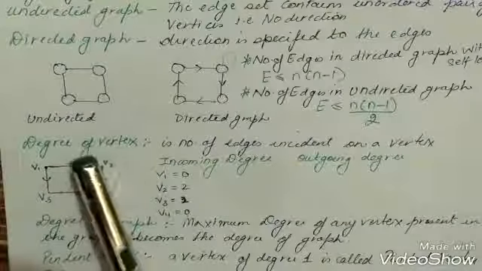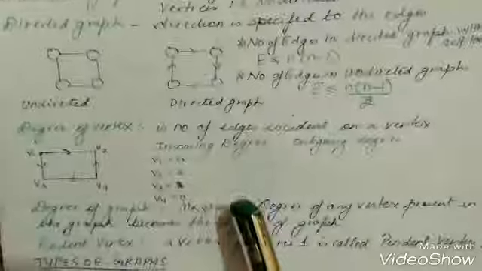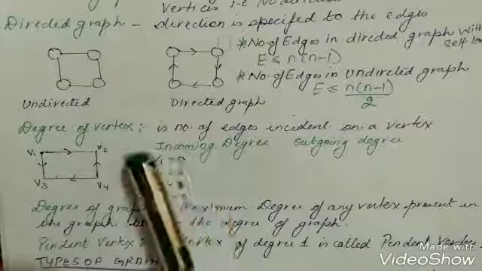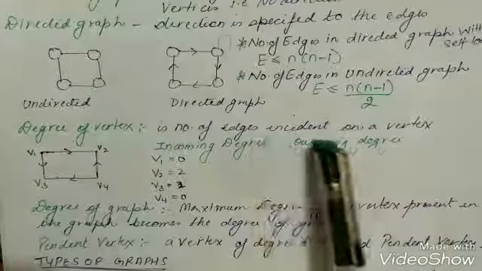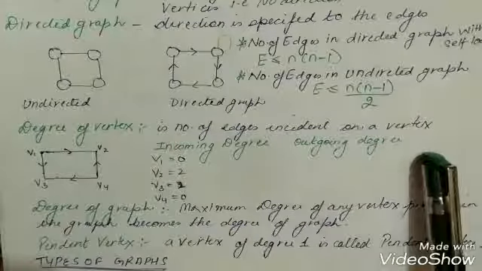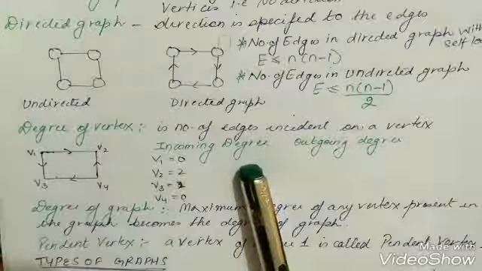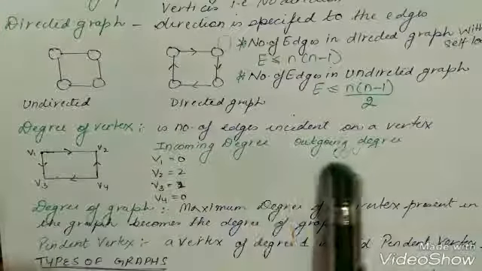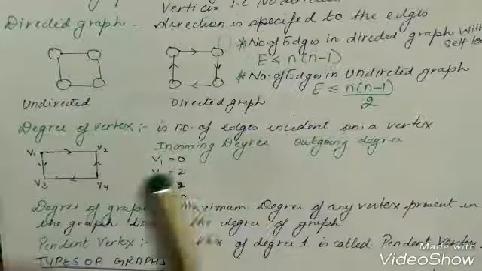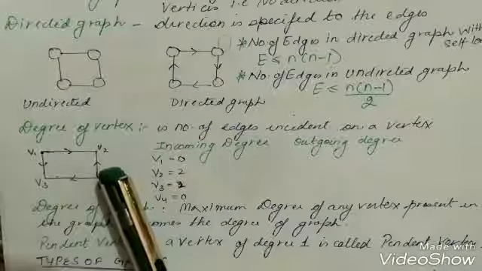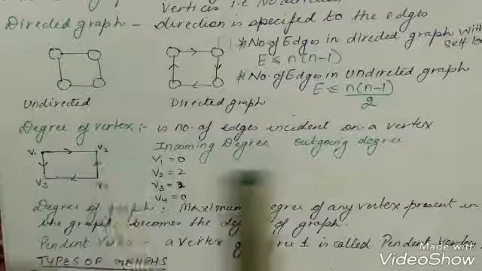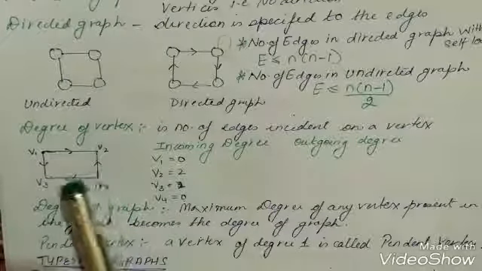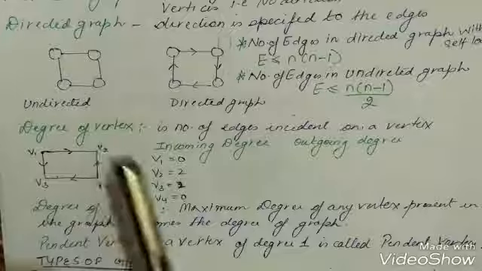So let us study what we mean by the degree of a vertex. How can we calculate it? Degree actually means the number of edges incident on a vertex. So we have two types of degree: incoming degree and outgoing degree. Incoming degree means the number of edges which are coming towards a vertex, and outgoing means the number of lines which are moving from the vertex.